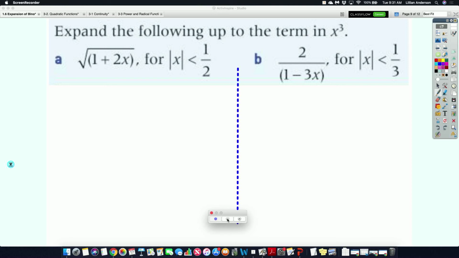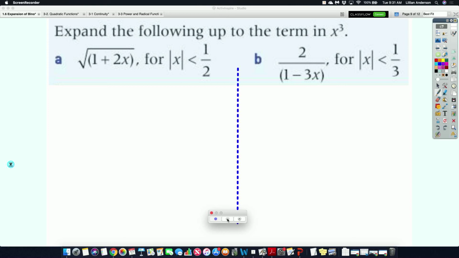So let's expand the following up to the term x to the third. Like I said, when it comes to these negative exponents and rational exponents, they're going to tell you how far to expand them. In this case, for both of these, we're going to go to the x to the third term. For the first one, we have the square root of 1 plus 2x, and this is for all the x values that are less than 1/2. Right now we're just practicing the expanding part.